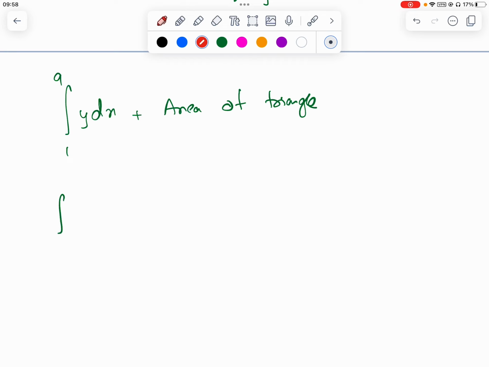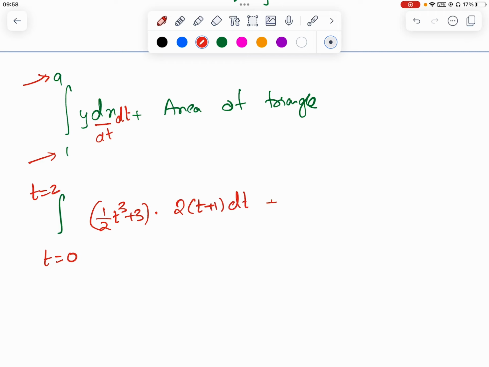But it is in parametric form. Whenever it is in parametric form, the area is y dx/dt times dt. Then the limits also should be in terms of t. At 1, t was equal to 0. At 9, t was equal to 2. So what is y? y is 1/2 (t cubed plus 3) times dx/dt. What is dx/dt? 2t plus 1, dt, plus area of the triangle.